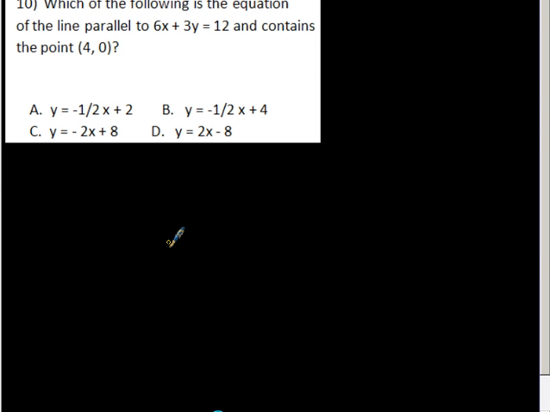This is number 10. This video covers 10, 11, and 12. Number 10 says, which of the following is the equation of the line parallel to 6x plus 3y equals 12 and contains the point (4, 0)? I don't need to rewrite this whole equation. What I need is the slope, because I want the line parallel, but it's going to be a different line because it contains that point.